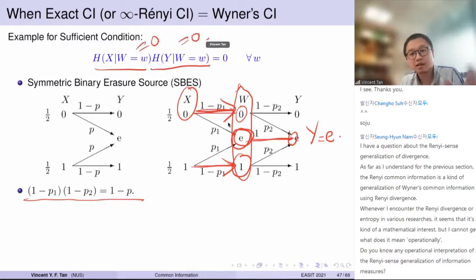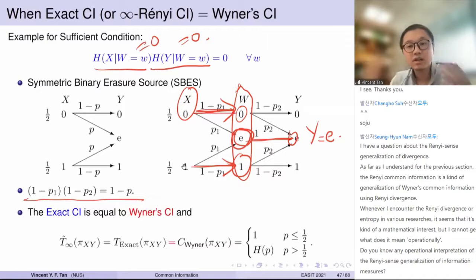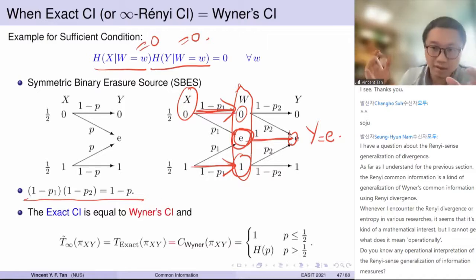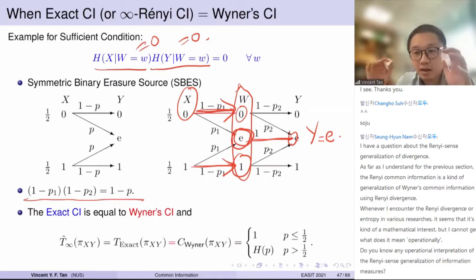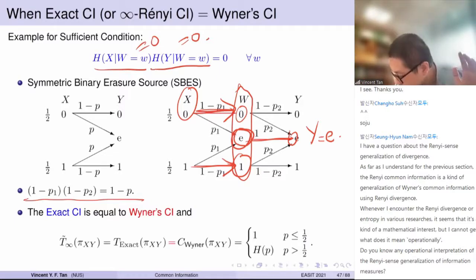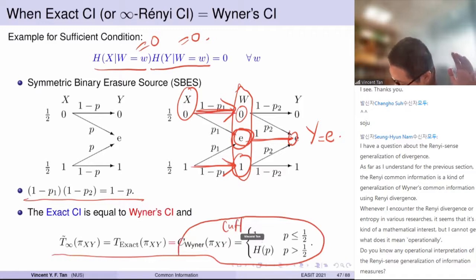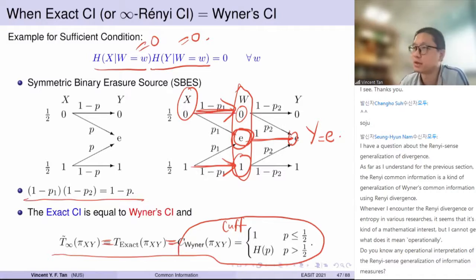Does that make sense? So in that case, you see that we can actually provide a different explanation for why Wyner's common information is the same as exact common information for the symmetric binary erasure source, which is this. This is due to Kumar, Li, and El Gamal. All these equalities are due to them. Okay, so this is actually the story for exact common information.